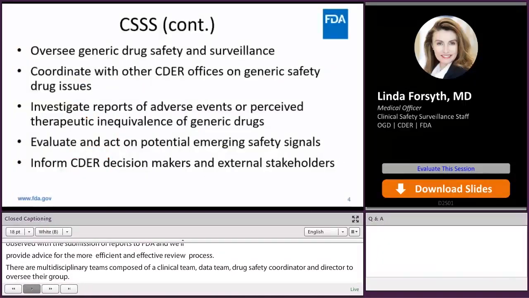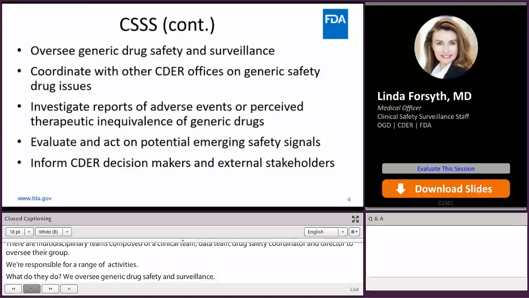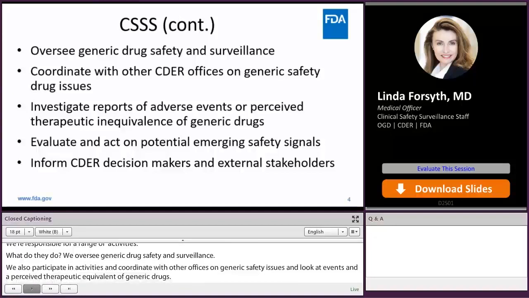So what does the CSSS do? We oversee generic drug safety and surveillance. We also participate in center and office activities and coordinate with other offices on generic safety issues. We investigate reports of adverse events and of perceived therapeutic inequivalence of generic drugs. We evaluate and act on potential emerging safety signals, and we will inform various CDER decision makers and external stakeholders.